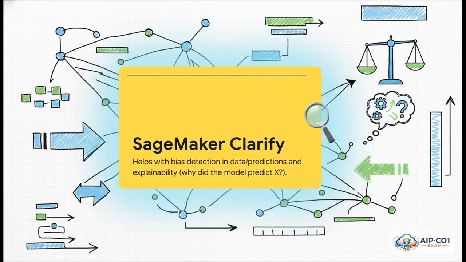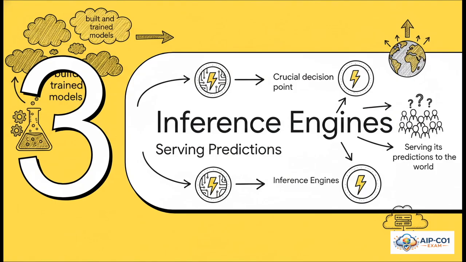And speaking of safety nets, let's talk about fairness. That's where SageMaker Clarify steps in. This is the tool for digging in and detecting bias, and for answering that critical question, why? Why did the model predict that? If you have any kind of regulatory or fairness requirements you have to meet, Clarify isn't just nice to have. It's absolutely essential.